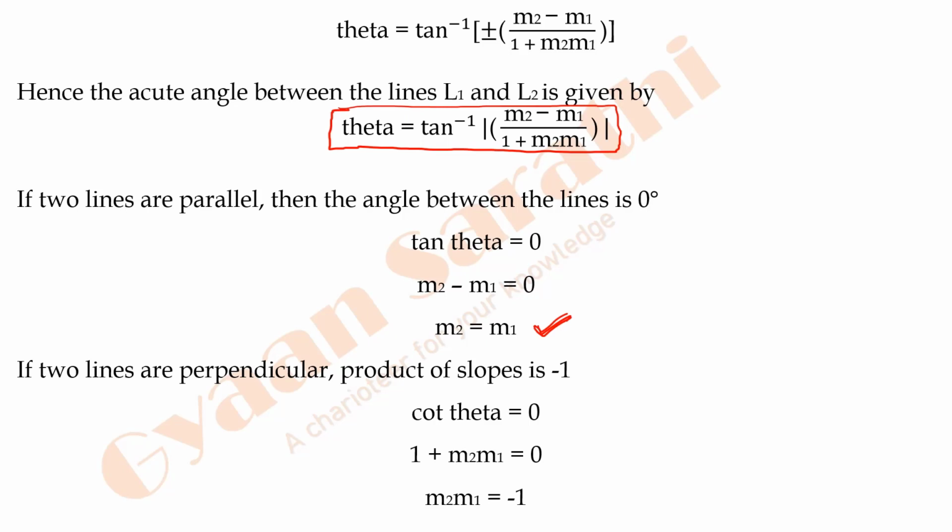Now if the two lines are perpendicular, the product of their slopes is minus 1. So if the two lines are perpendicular, that is tan theta should be equal to tan 90 degrees. That means not defined.